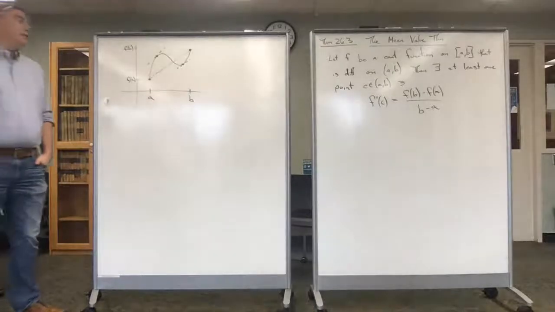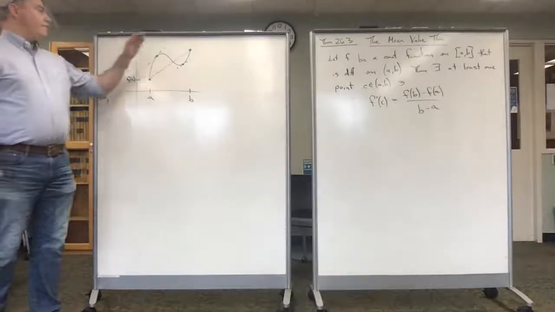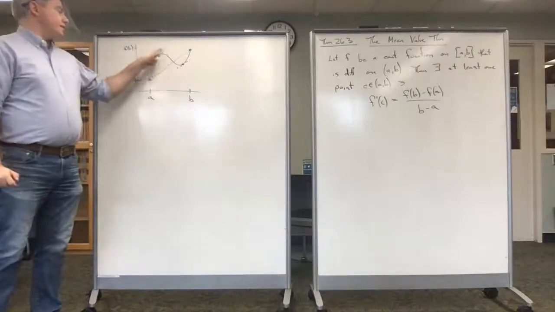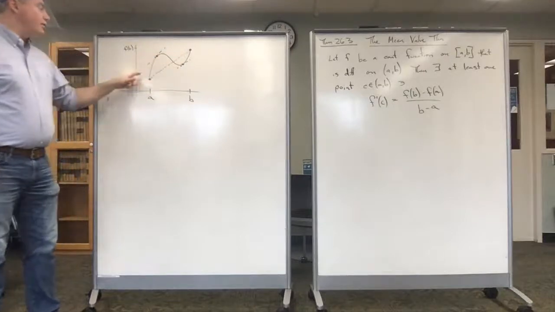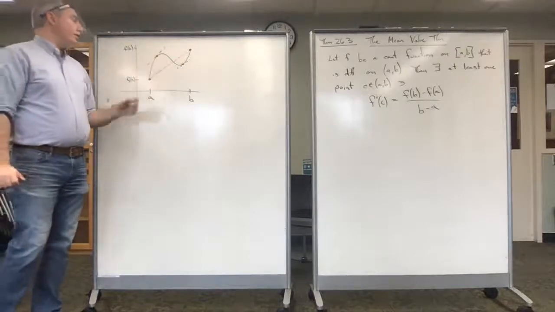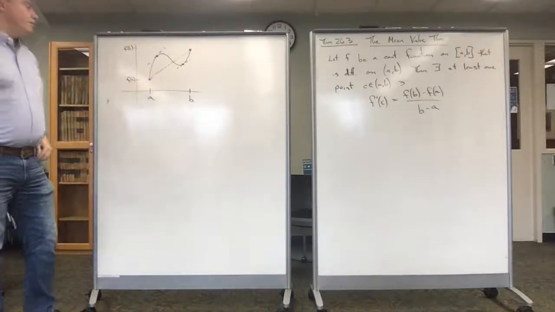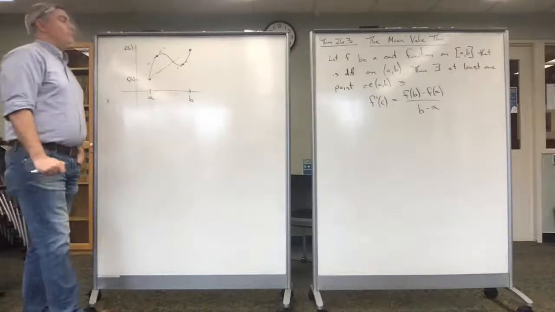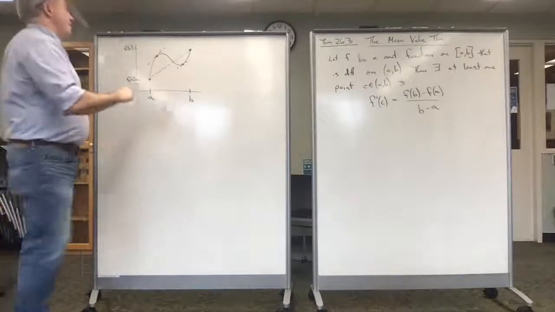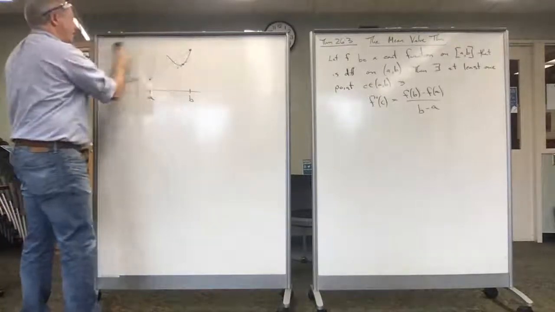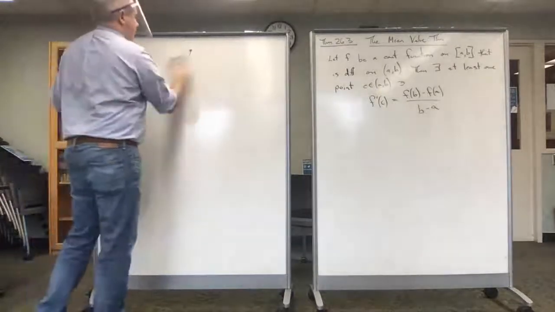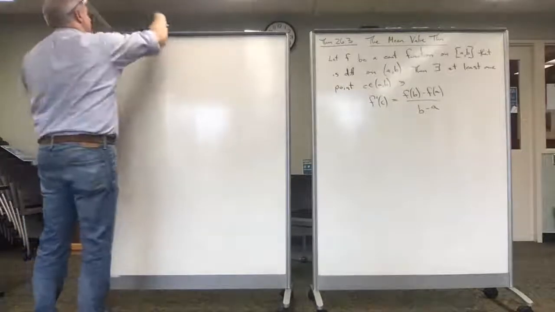If you find the slope of a secant line, if this is a nice continuous function on the closed interval and it's differentiable on the open interval, then there's going to be some point in between a and b where the slope of the curve is equal to the slope of the secant line. That's a nice way to say it if you were just telling somebody. Okay, let's prove it.